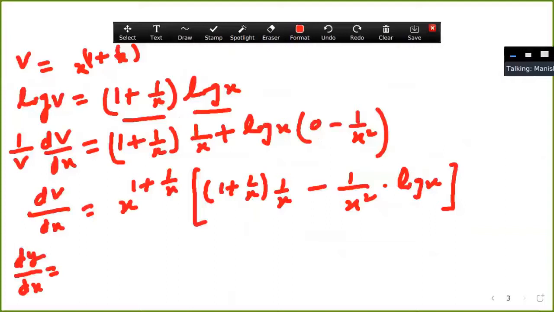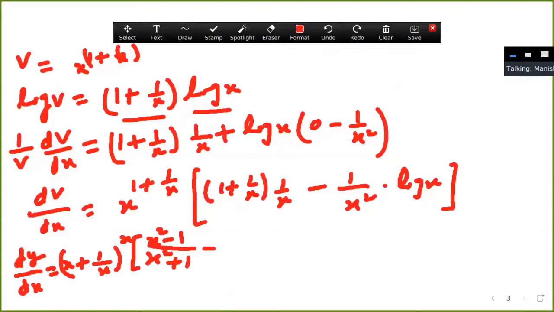I am just writing the answer. That is, the answer is equal to x plus, from the previous sheet I can write this is (x plus 1 upon x) whole power x, this is u, into in bracket, I think I have solved, (x square minus 1) upon (x square plus 1) plus log of (x plus 1 upon x), bracket close, this is du upon dx.